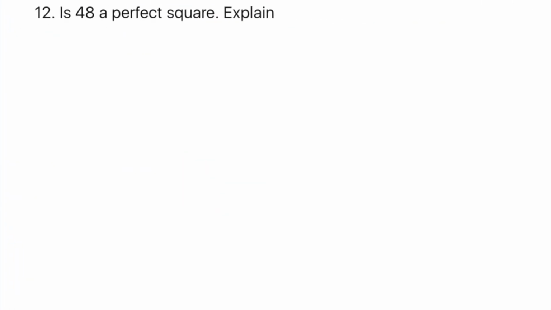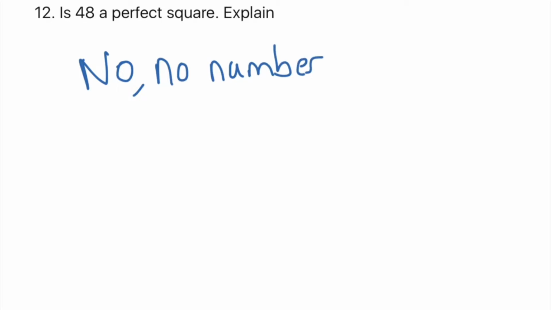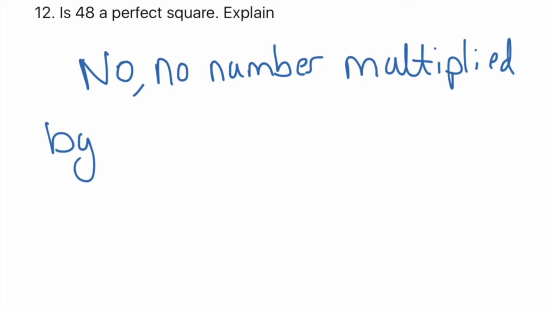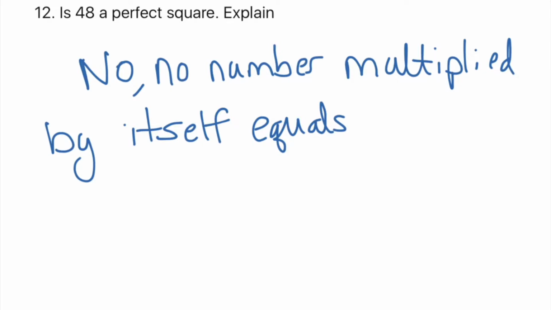Number 12, is 48 a perfect square? Explain. No, it is not. And a reason you could say is because no number multiplied by itself equals 48. So no, this is not a perfect square.